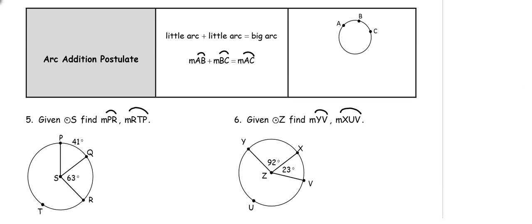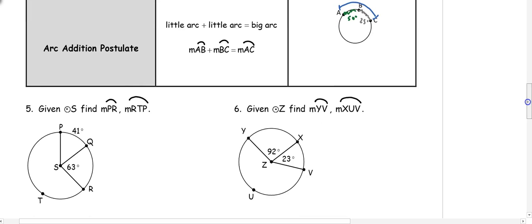So, arc addition postulate. It's just like segment addition, now it's just arcs. So we're adding the small arc plus the small arc is going to equal the whole arc. So for example, if AB was 50 degrees and BC was 25 degrees, then the whole measure would be 75. So let's use that information to find some of our arcs.